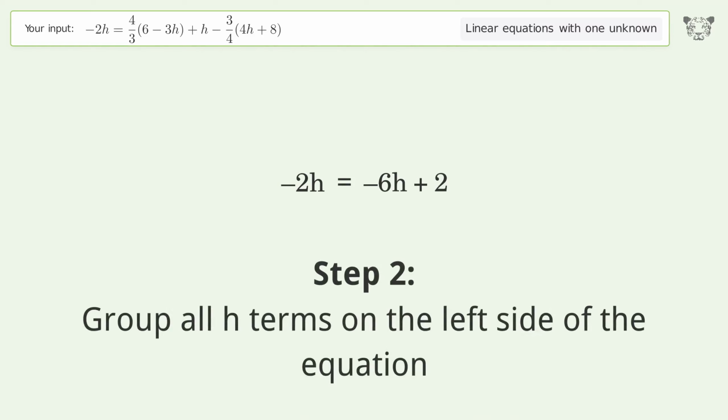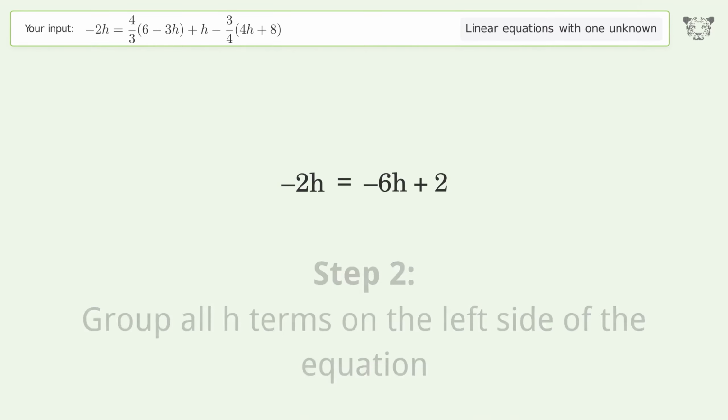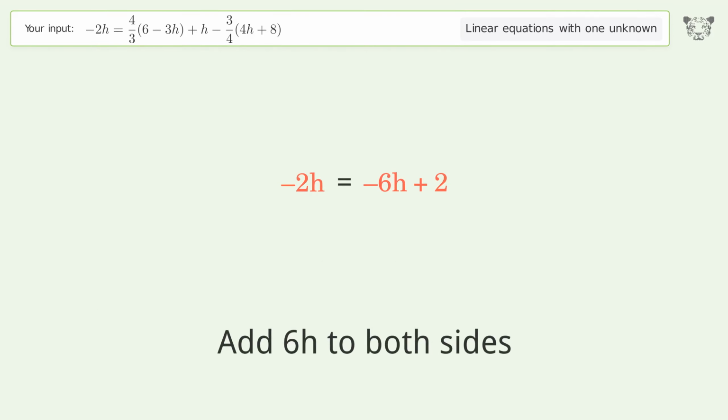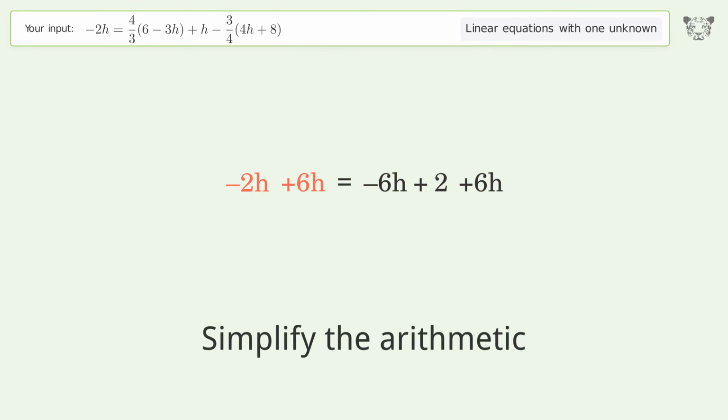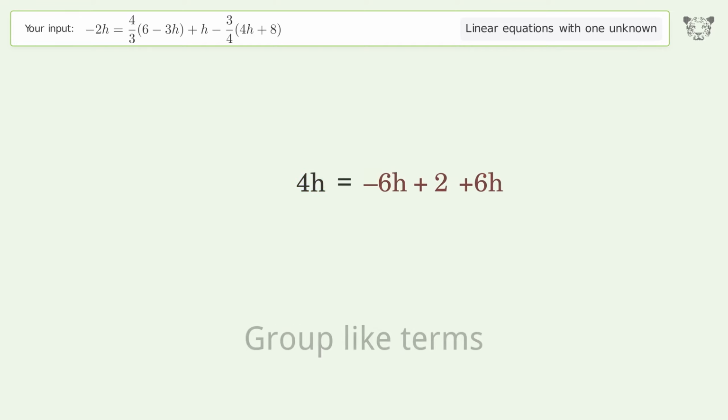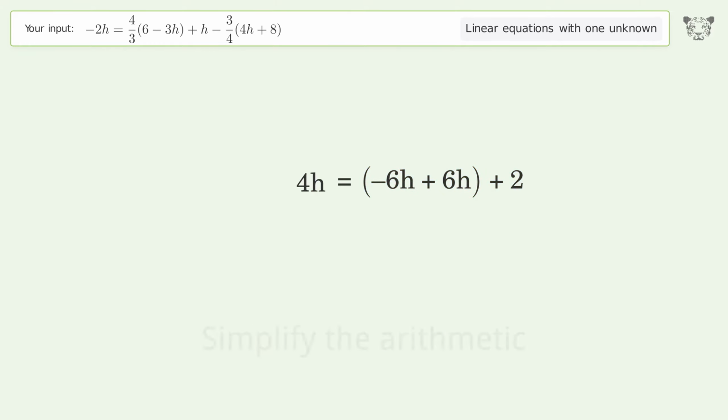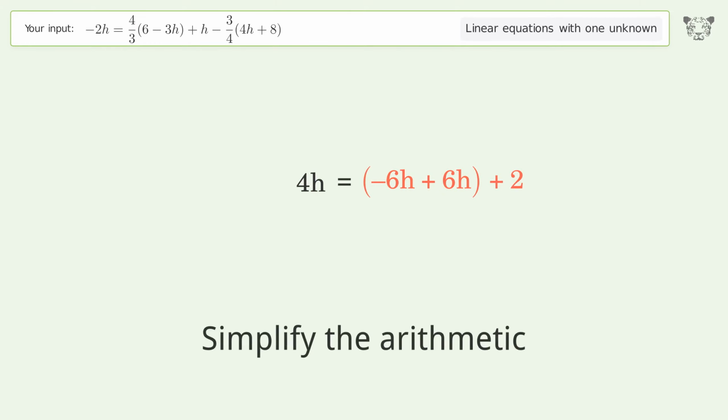Group all h terms on the left side of the equation. Add 6h to both sides. Simplify the arithmetic. Group like terms. Simplify the arithmetic.